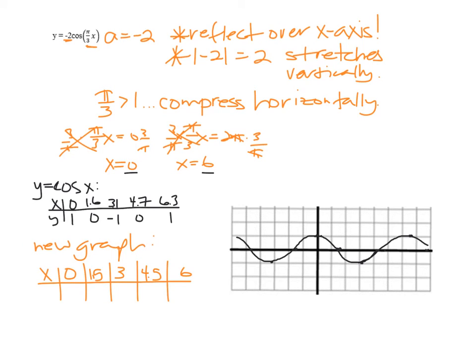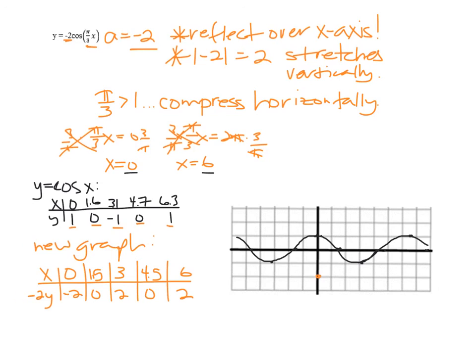Remember, for our outputs, we take whatever a equals and we change our outputs by that exact same amount, and that will get the reflection and the stretch at the same time. 1 times negative 2 is negative 2. 0 times negative 2. Negative 1 times negative 2. Back to 0. And then back to 1. All right, this is our last graph. Let's plot these and see how it goes.